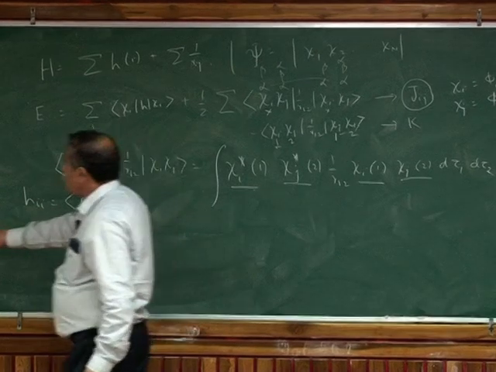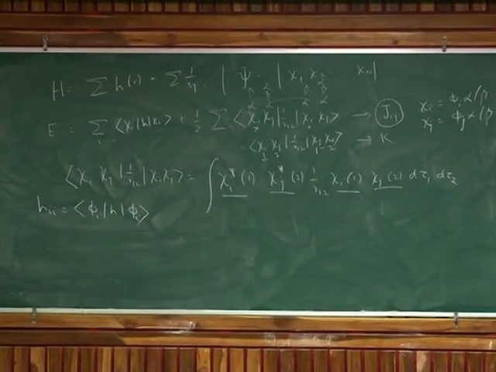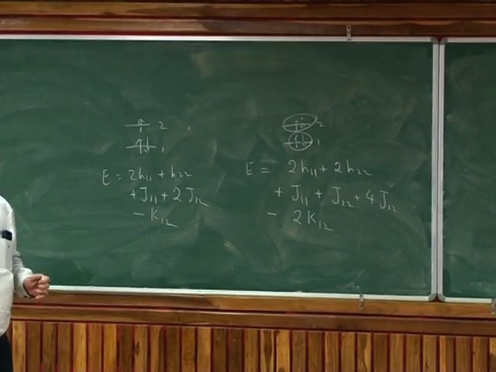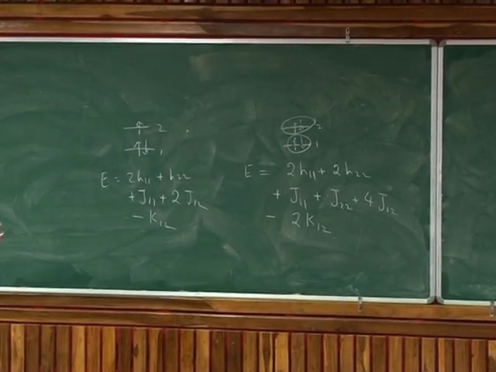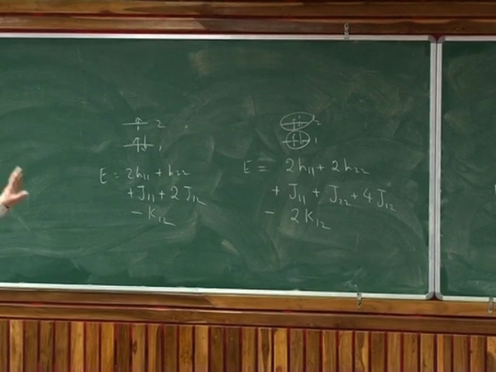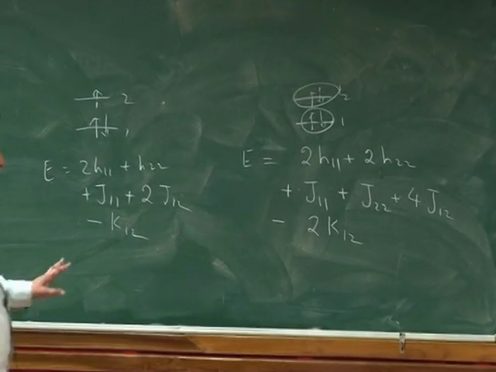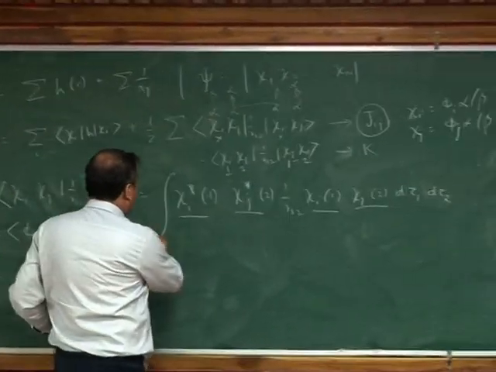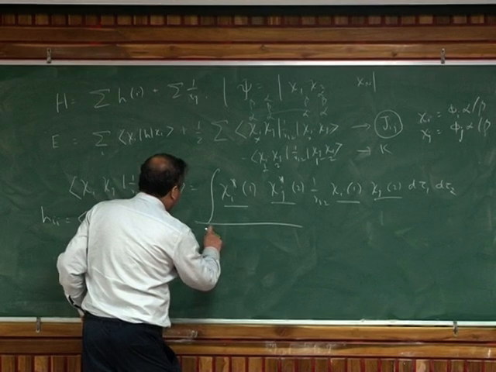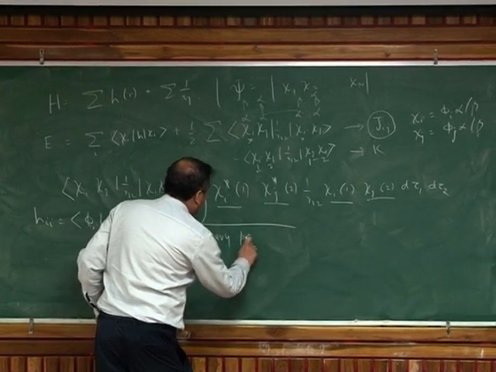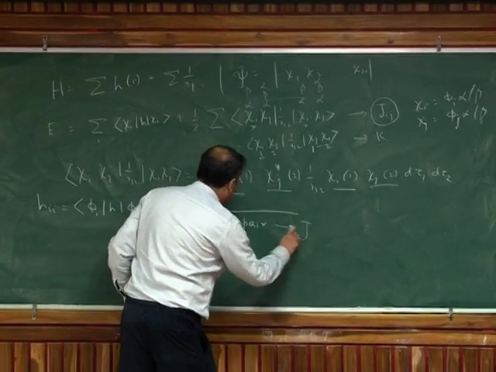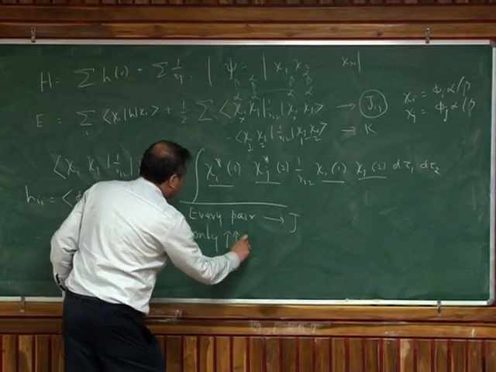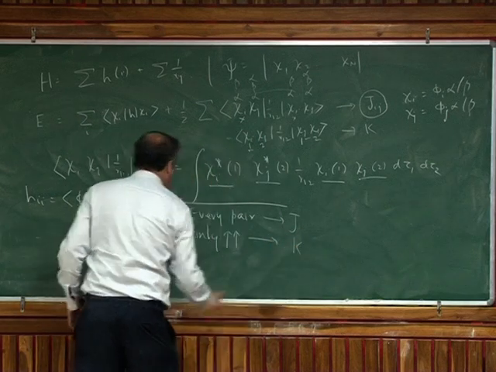And remember, the H is not just kinetic energy. Again, I repeat, it is the entire one electron energy. Okay, so as long as you understand that, after that it is very easy to write by inspection, simply by inspection, but this actually comes from this expression. So very important results. Every pair of electrons contributes to a J. However, only parallel pairs contribute to a K. That's all you have to remember.